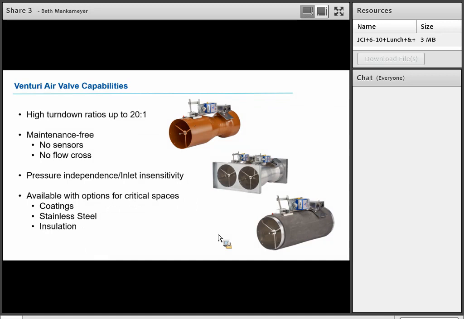And the other really great thing about Venturi valves is that they're available with options specifically for critical spaces. So coatings, like what you see on the top Venturi valve there, that's a Heresite, which is a phenolic coating. So really great for fume hood exhaust. And then there's stainless steel or insulated valves. And then the one that you see in the middle is a ganged valve. So if you have higher airflow requirements, we can actually gang those too.